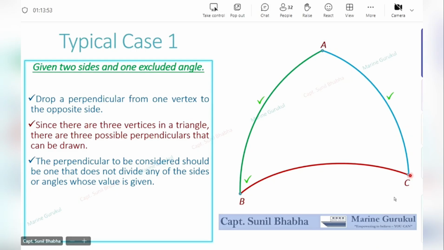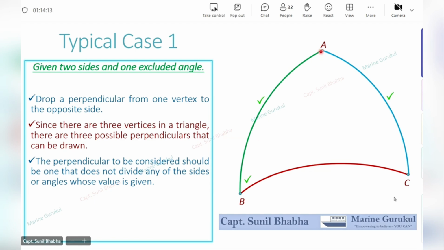Another option possible to us is vertex Charlie. If I drop a perpendicular from Charlie to the opposite side, that is Alpha Bravo, again you see the side Alpha Bravo is given to us. So this perpendicular is going to divide the given side Alpha Bravo. So this is also not to be considered.